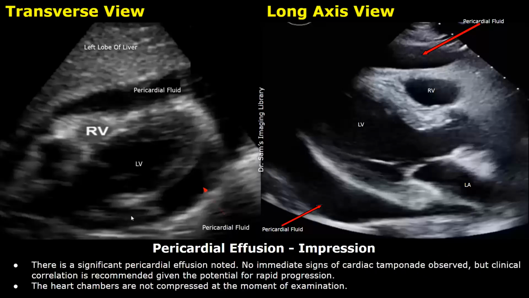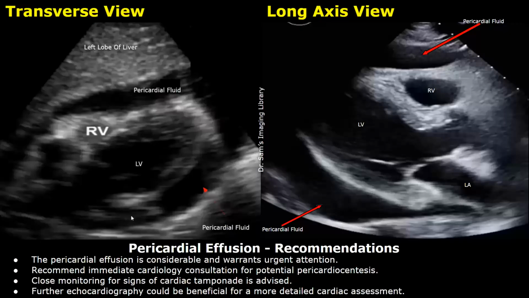This is the impression. There is a significant pericardial effusion noted. No immediate signs of cardiac tamponade observed, but clinical correlation is recommended given the potential for rapid progression. The heart chambers are not compressed at the moment of examination.